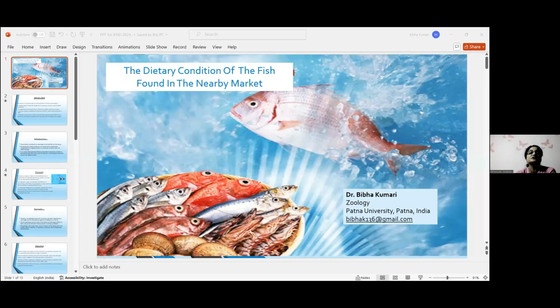So my paper is related to the dietary condition of the fish found in the nearby market. It's very important to know whether the fish available in the market is consumable or not. I'm not saying that each and every fish is not consumable, but actually some of the fish available in my market, that is the Patna city market, or you can say the market of Patna local town.